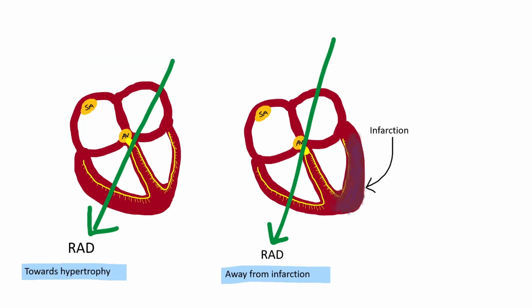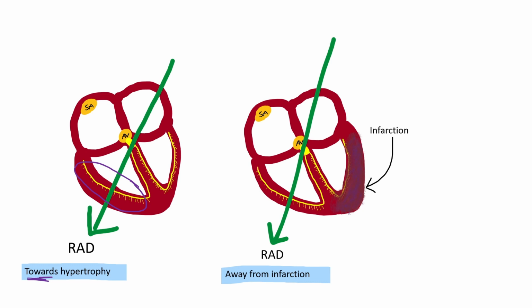Now, why is axis useful? So there's three important things. The first one is hypertrophy, second is infarction, third is bundle branch blocks. So in terms of hypertrophy, you can clearly see in the first diagram that the right side is very hypertrophied. Therefore, the wave of depolarisation is going to be more rightwards. So axis points towards hypertrophy.